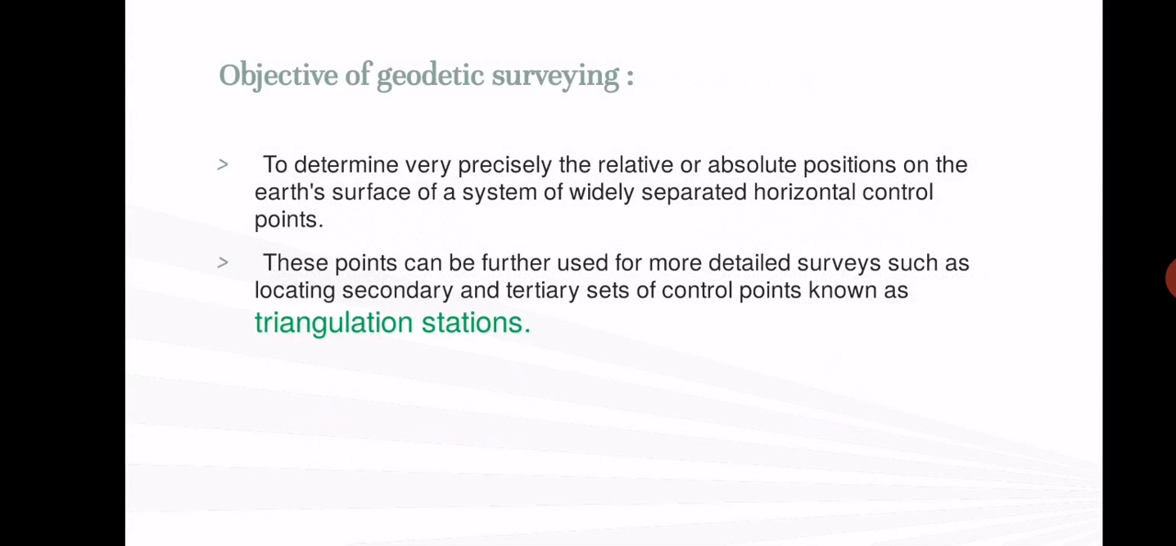Now let's move on to the objective of geodetic surveying. First objective is to determine very precisely the relative or absolute positions on the Earth's surface of a system of widely separated horizontal control points. These points can be further used for more detailed surveys such as locating secondary and tertiary sets of control points known as triangulation stations.